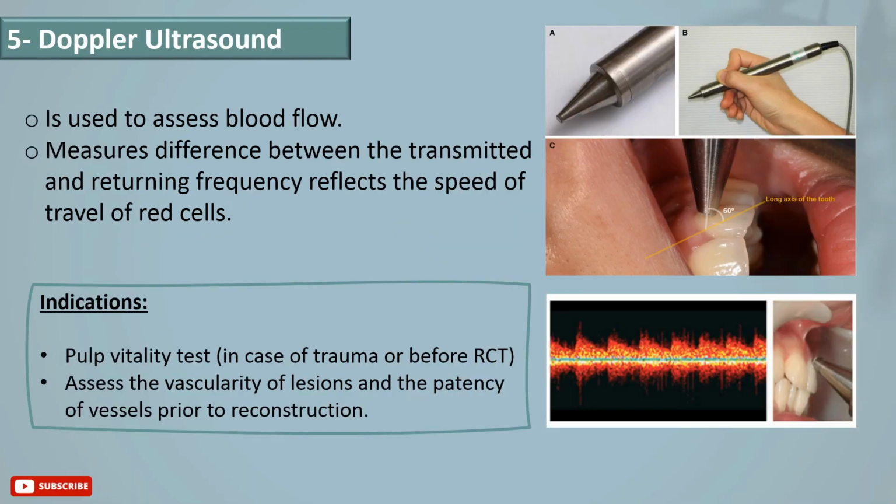Number 5. Doppler Ultrasound. This is not quite an imaging technique, but the Doppler Ultrasound pen can be used to assess the blood flow in the teeth. It measures the difference between the transmitted and the returning frequencies, and that reflects the speed of the blood or RBCs inside the tooth, and then you can know if the tooth is vital or not. And that's why this method can be used as a tooth vitality test and also to assess the vascularity of any lesion.